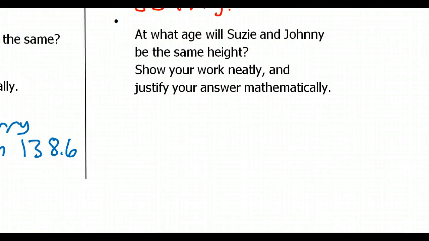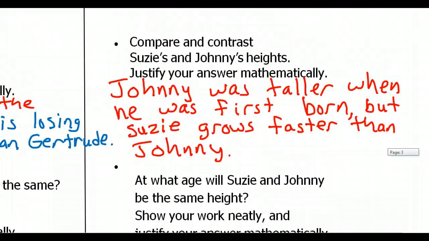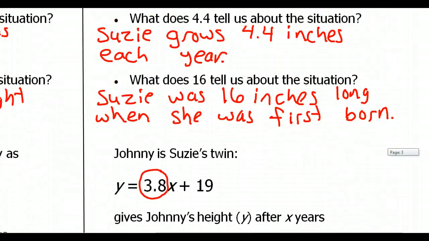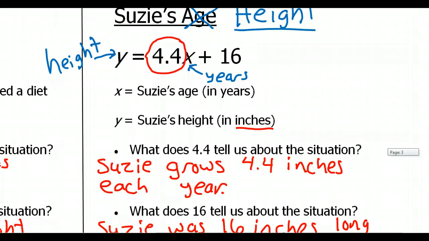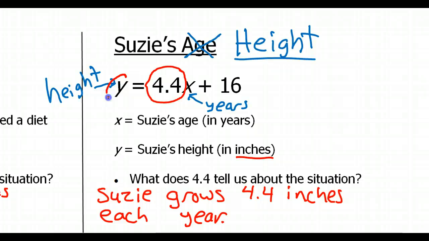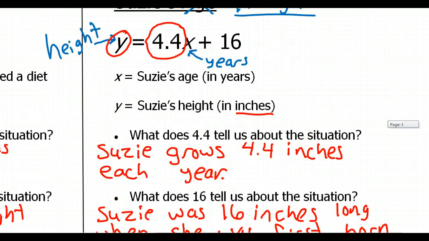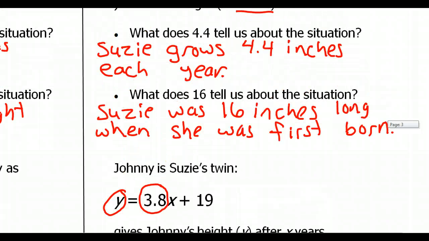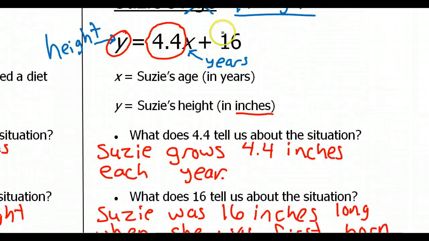Alright, well last time I showed it by comparing tables of values. This time I want to do it a different way. Looking at these two equations, 4x plus 16 and 3x plus 19. Remember that y represents their heights. If we're trying to find out where their heights are the same, that means these y values will be the same. In other words, if they're the same height, then these two expressions should be equal to each other.